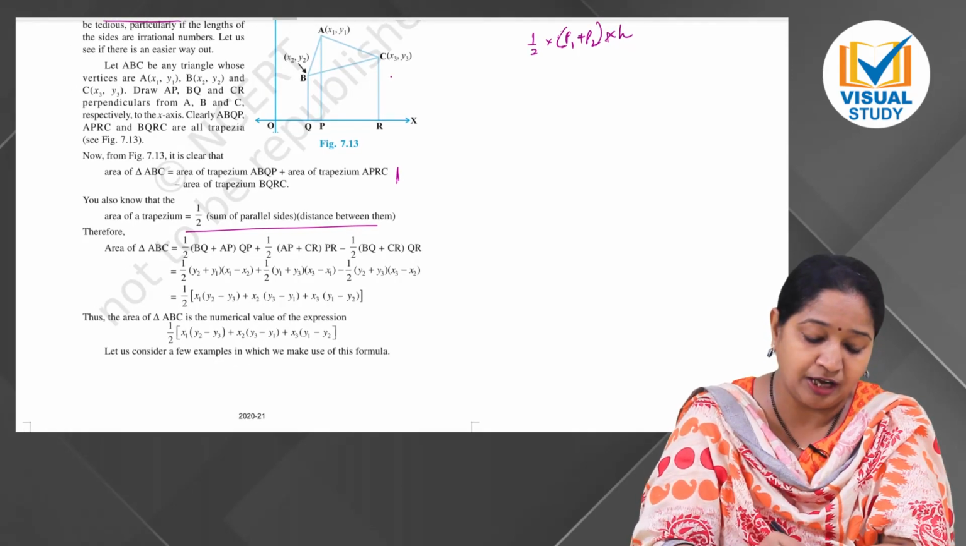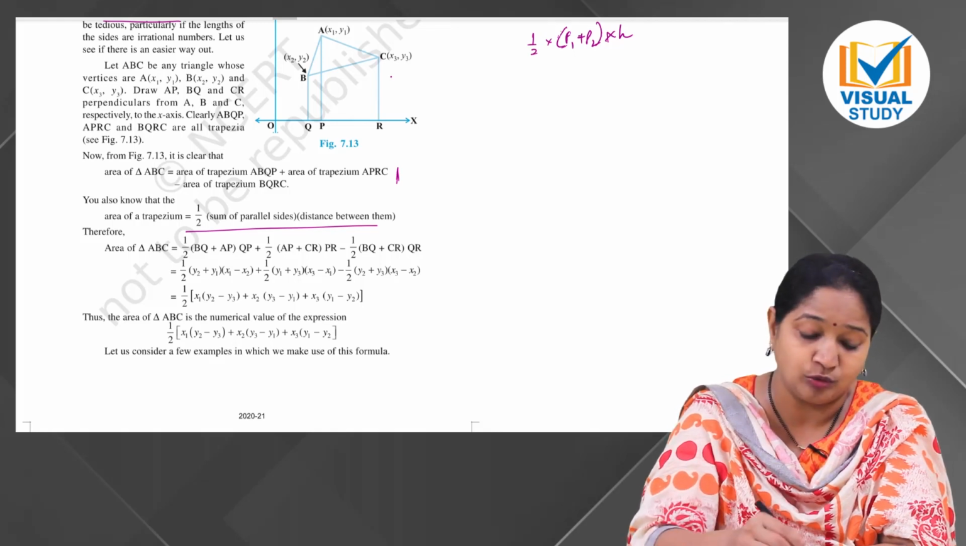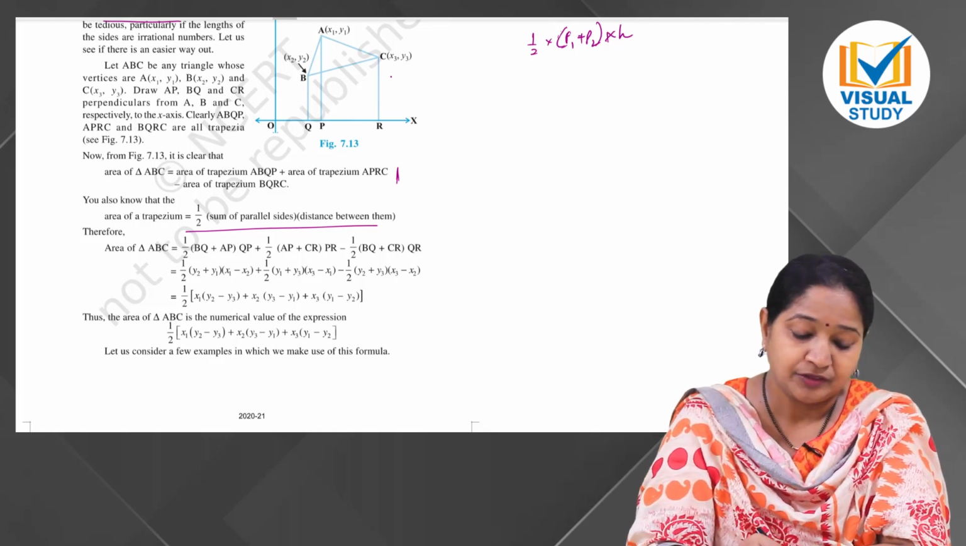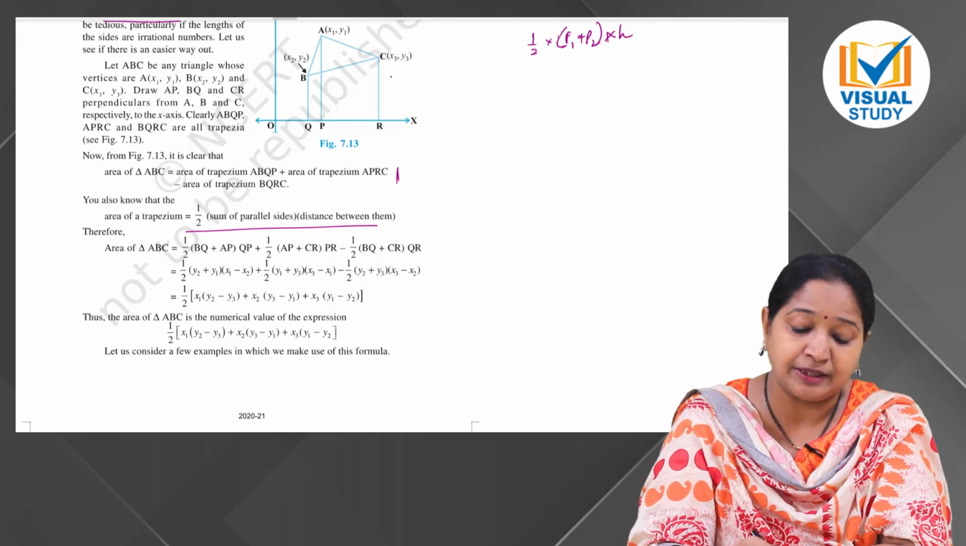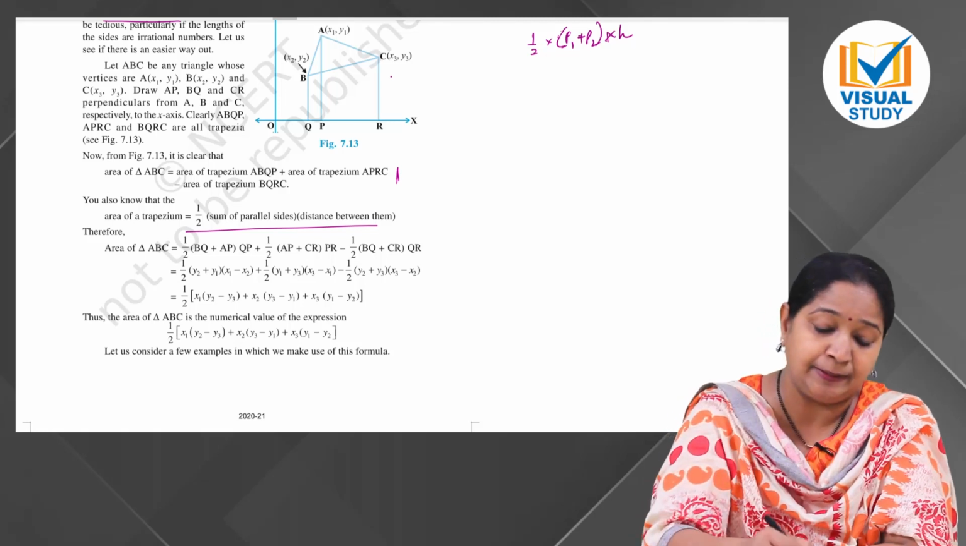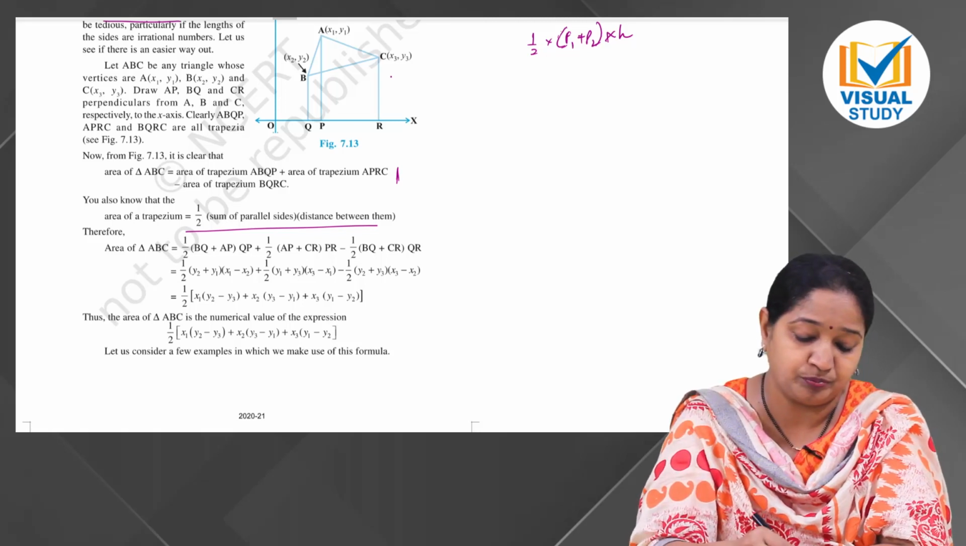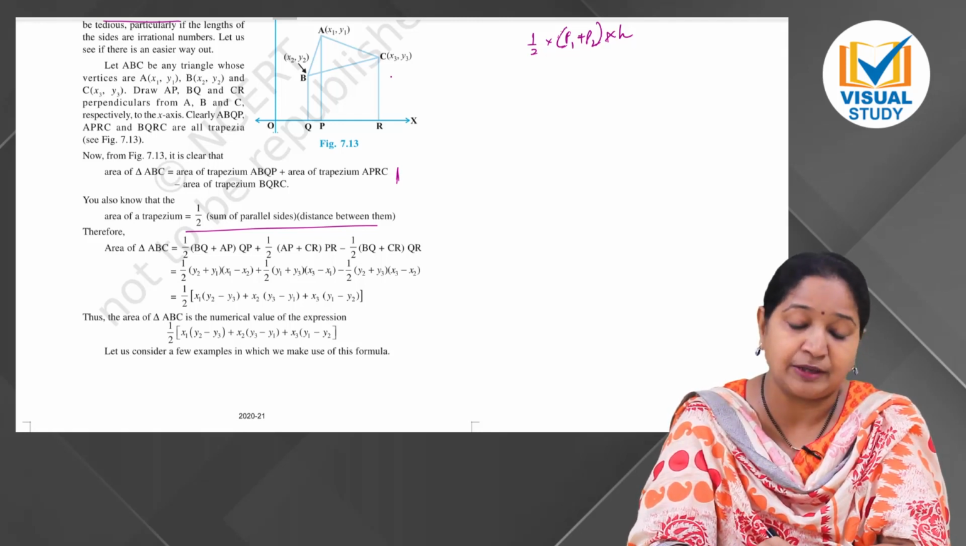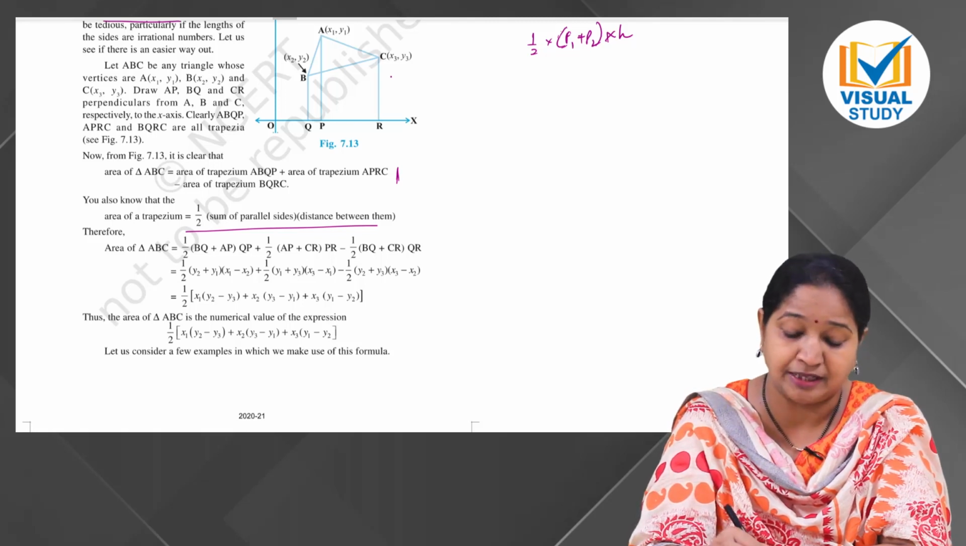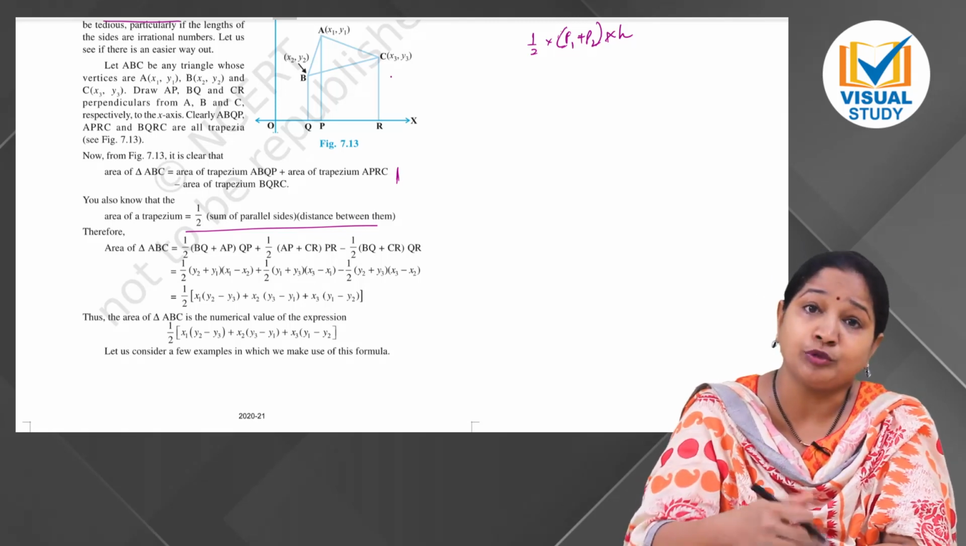Here the area of trapezium ABQP is half into BQ plus AP, they are the parallel sides, and QP is the height. Plus area of trapezium APRC, that is half, again the parallel sides, AP plus CR into height, that is PR, minus area of trapezium BQRC, that is half into BQ plus CR into QR. Then put in the values.